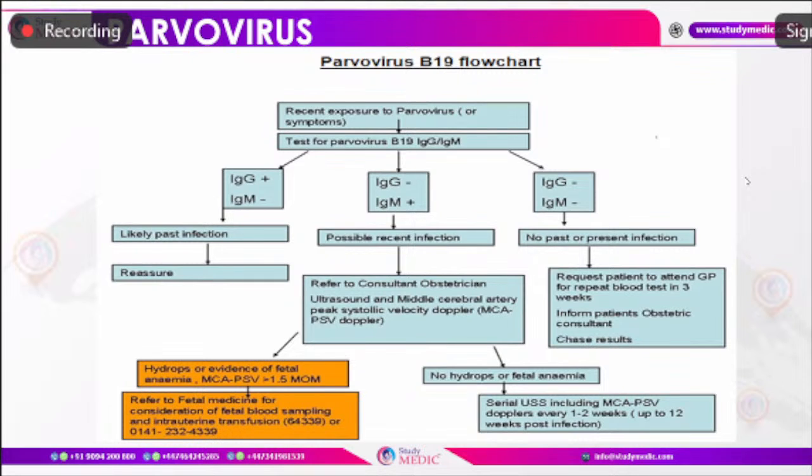So the cutoff that we take for MCA PSV is more than 1.5 MoM. Coming back, if we are testing the woman for IgG and IgM, and if both are negative, it means there is no infection present, be it past or present. So we have to request the patient for a repeat blood test in 3 weeks, and we have to see what the results are. Depending on the results, the management options are going to vary in these women.